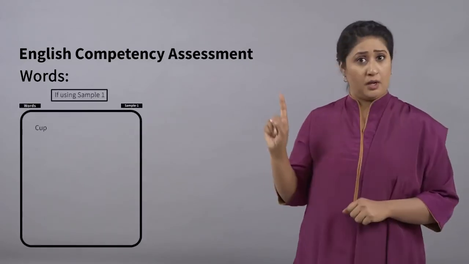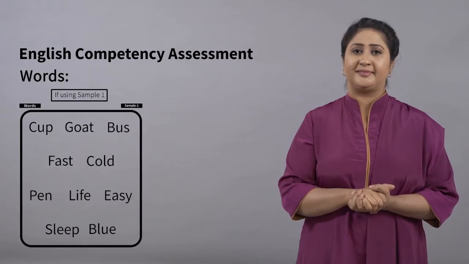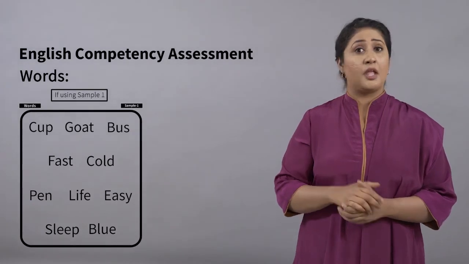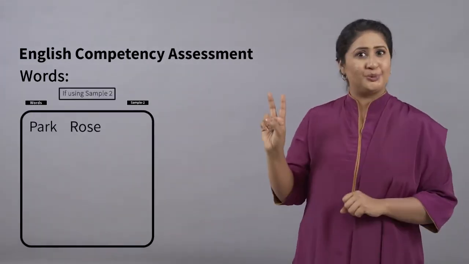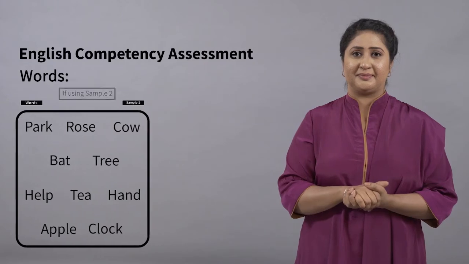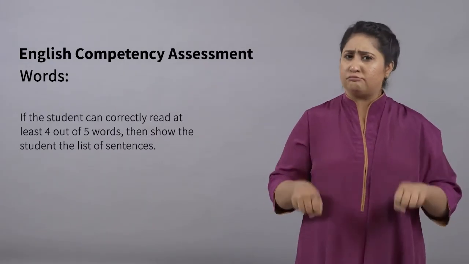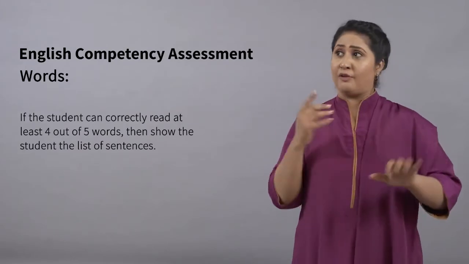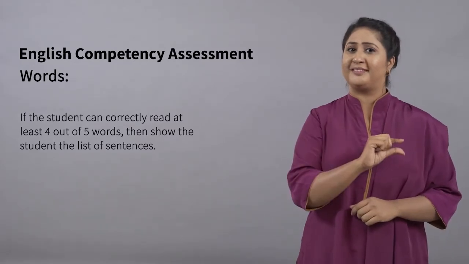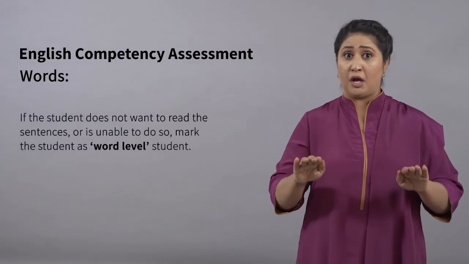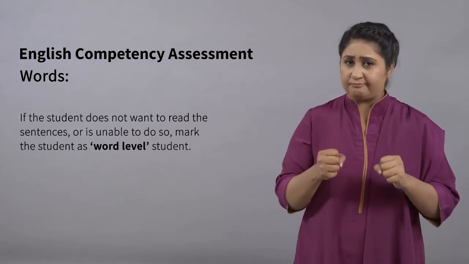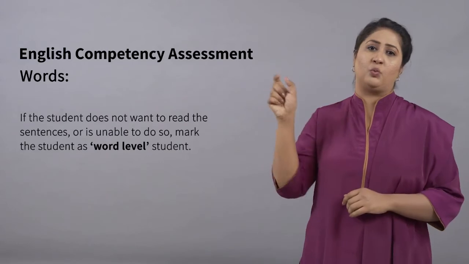Words Sample 1. Words Sample 2. If the student can correctly read at least 4 out of 5 words, then show the student the list of sentences. If the student does not want to read the sentences or is unable to do so, mark the student as word level student.